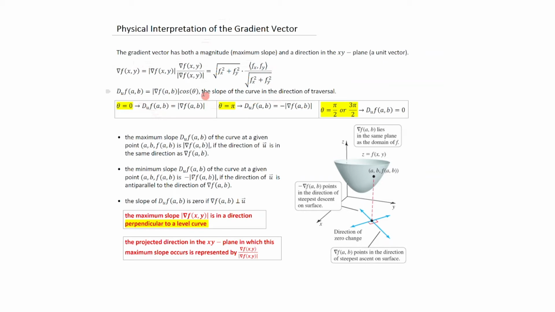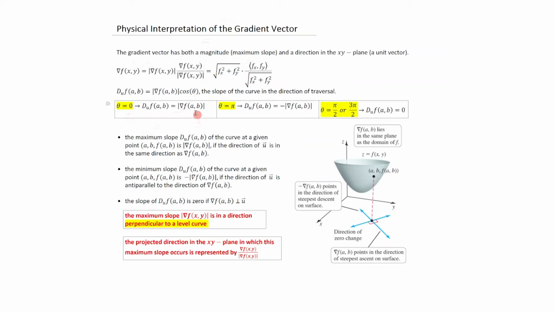The direction of traversal will be determined by angle theta. So if theta is equal to 0, that means cos theta is equal to 1. That means the unit vector is lining up with the gradient vector. And if you do that, then the slope that you obtain is in fact the magnitude of the gradient vector. So that restates what we had said earlier, that the gradient vector points in the direction in which you obtain the maximum slope. Why is that? Because cos theta reaches its maximum value when theta is equal to 0.